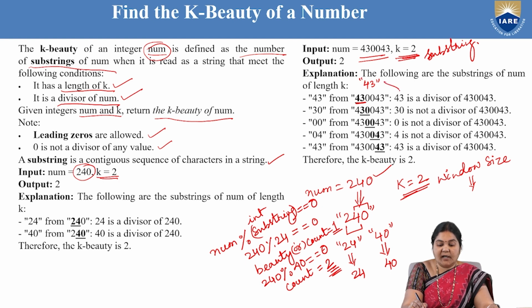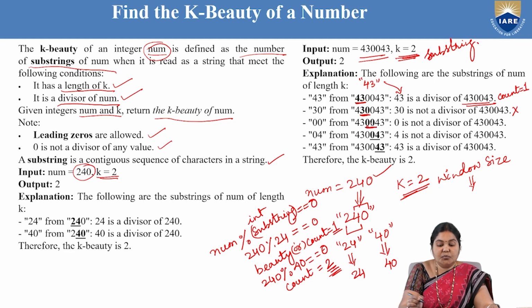Convert that into integer 43. Is it a divisor of the original number? Yes. So we will do count is equal to 1. Beauty count we are incrementing to 1. Next, slide the window of length 2. So it is 30. 30 is a substring. Then convert into integer 30. Is 30 a divisor of this number? No. So count cannot be incremented.